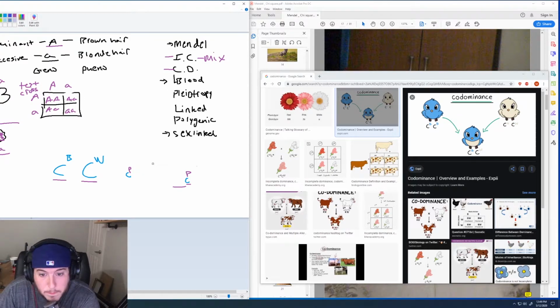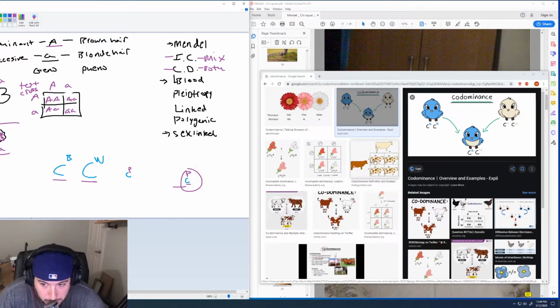That would give us a purple bird. But if we had this recessive trait right here, if we had this recessive trait with either one of these dominant traits, the dominant one is going to show. Okay, so that's a little bit different of codominance between incomplete dominance. Okay, incomplete we get a mixing. Codominance you get both traits. Okay, but you have to understand that there is still the possibility of a recessive allele.